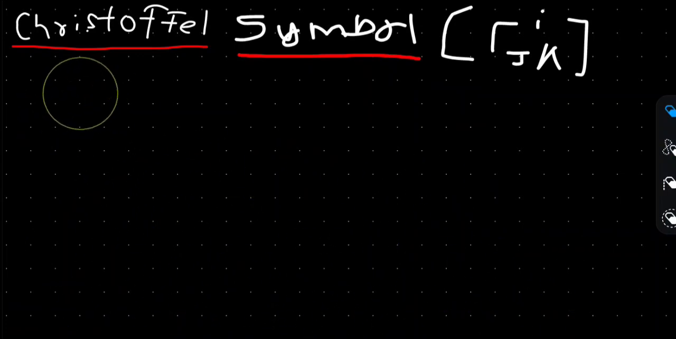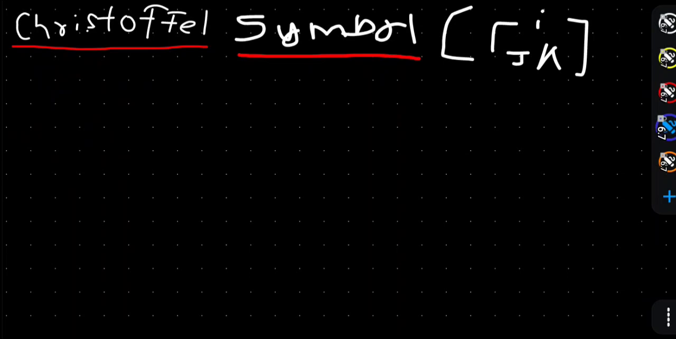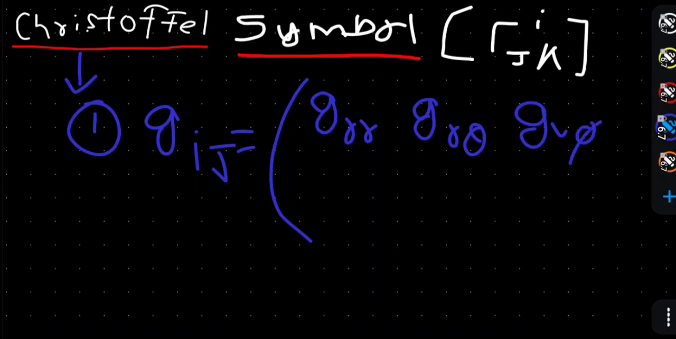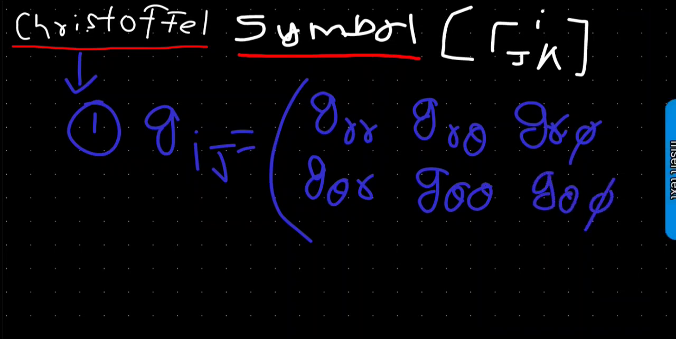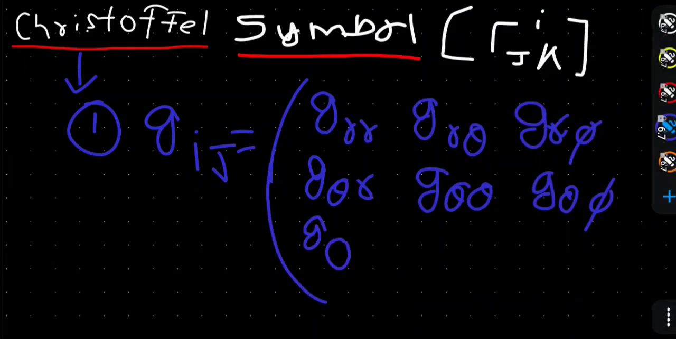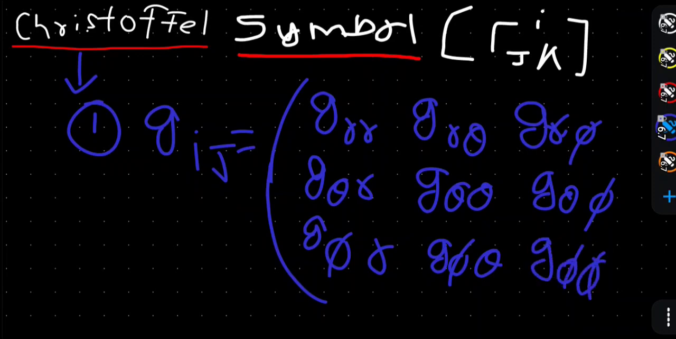So let's start. First of all, we have to write down the Lagrangian. Let me introduce you to the two methods. The first method is using the metric tensor that we have derived, g_ij: g_rr, g_r theta, g_r phi, g_theta r, g_theta theta, g_theta phi, and the last row is g_phi r, g_phi theta, and g_phi phi.